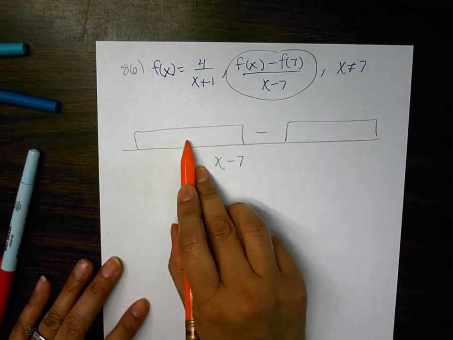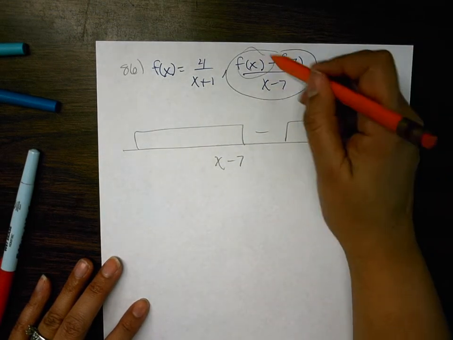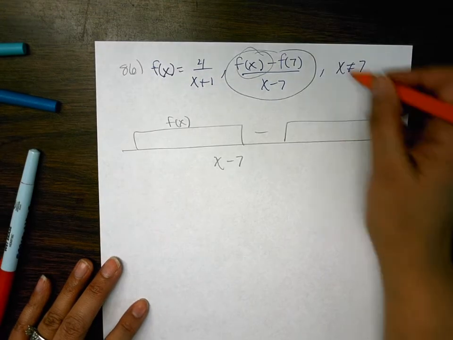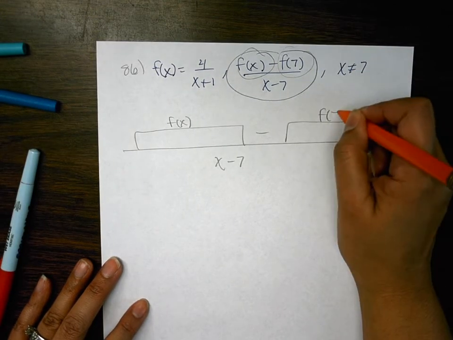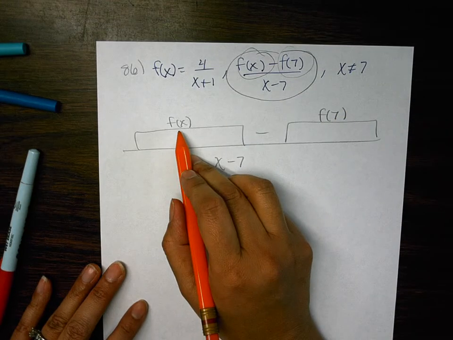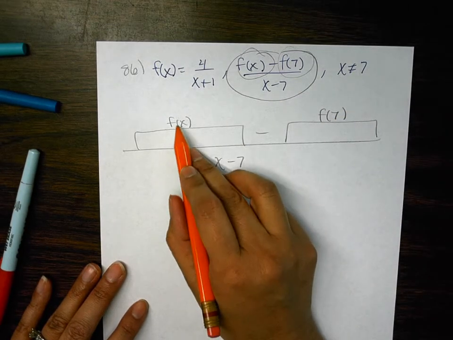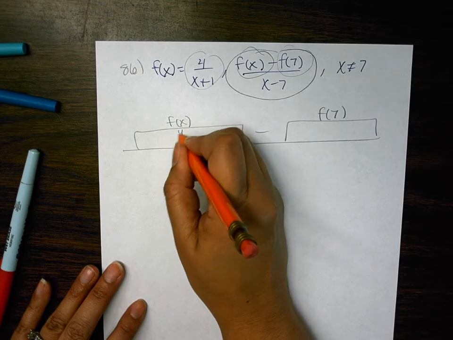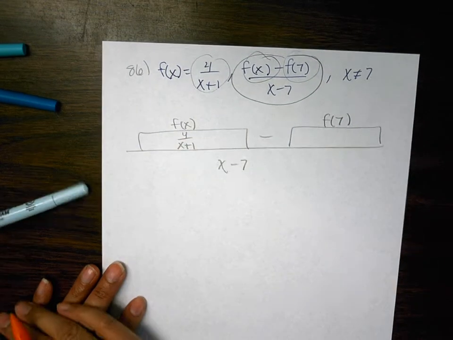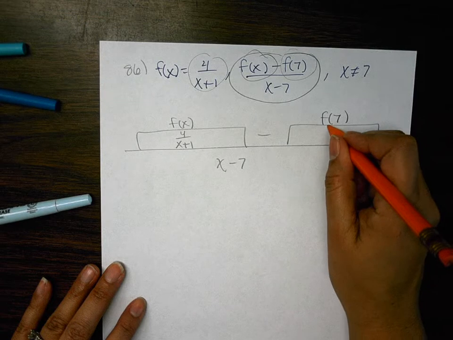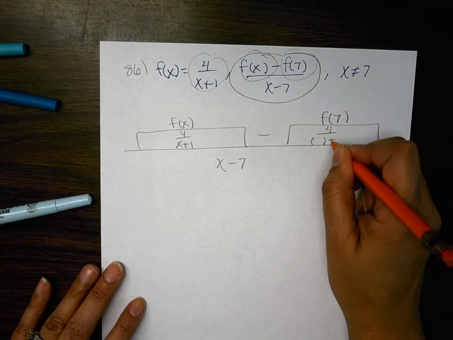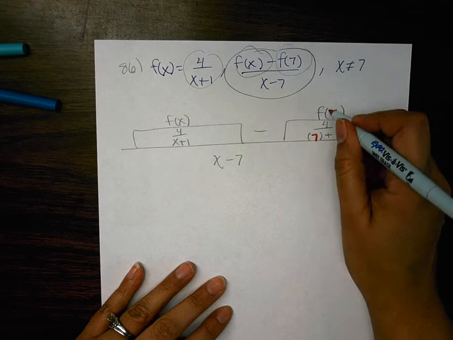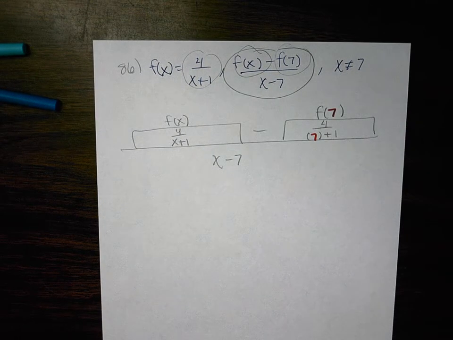What goes on the first piece for this difference quotient? F of x. What do I put here for the second part? What's nice about using f of x? It's not always nice that way, but what is nice about using f of x? I don't have to change anything. You're right. It's just 4 over x plus 1. This one, f of 7 is going to be 4 over blank plus 1. What do I put on the blank? 7. Is it making a little more sense now that we're into our third one?